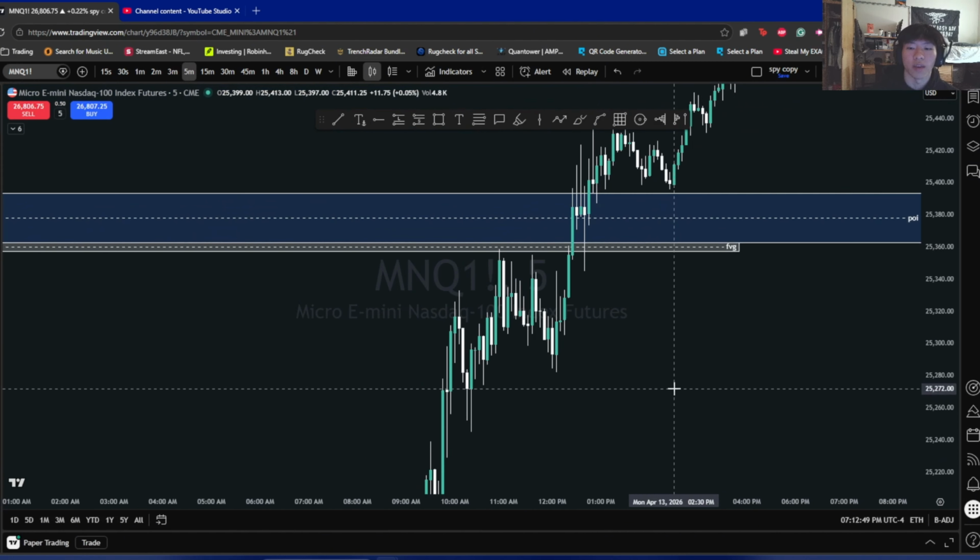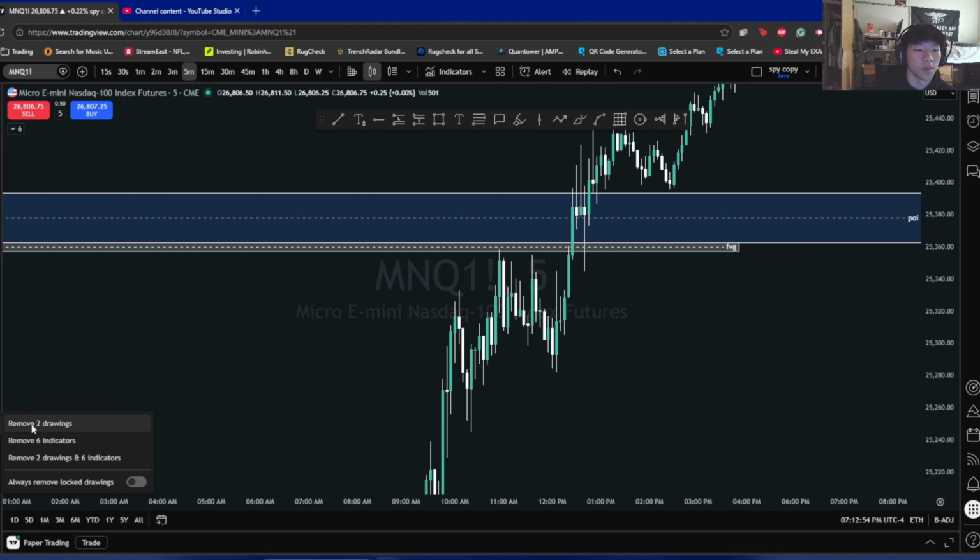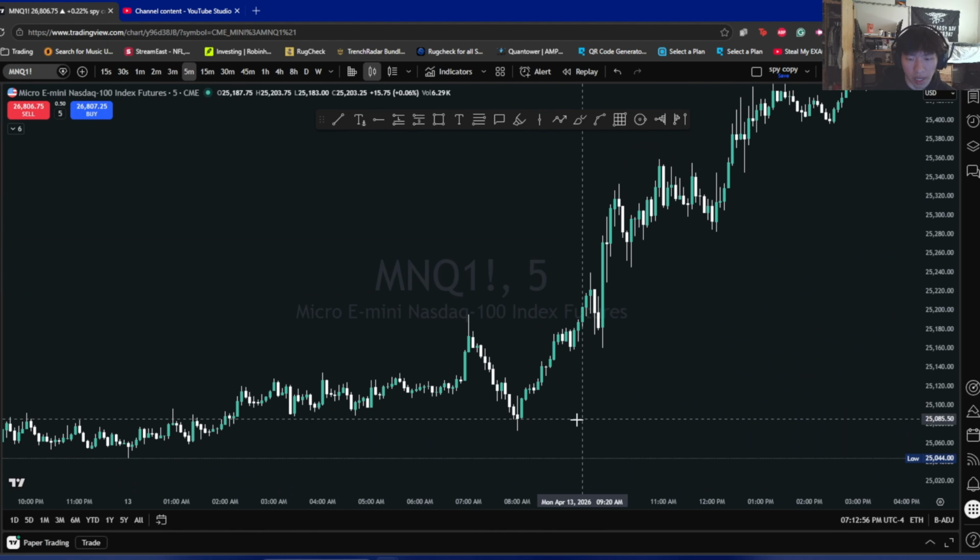Okay. So when a fair value gap and an order block are paired together, beautiful. Okay. You want price to come in and respect that.